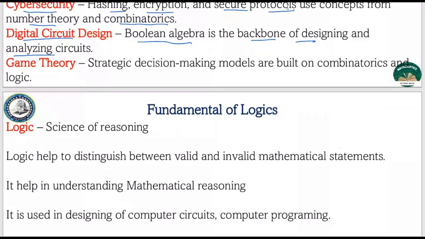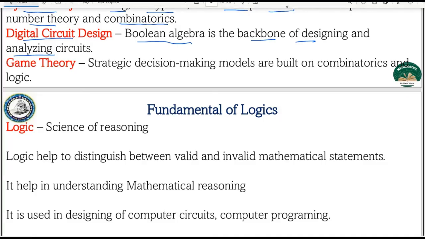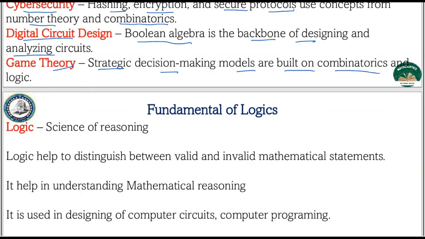Next is game theory. In game theory we use math for strategic decision making, and the models are built on combinatorics and logic. By using logic and combinatorics, we can build a game theory.